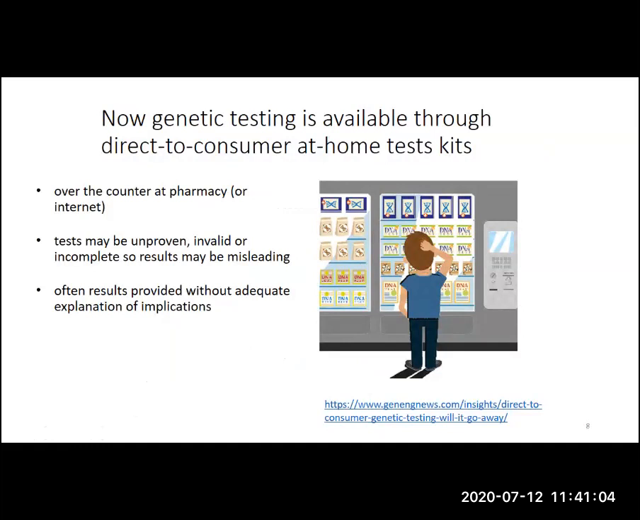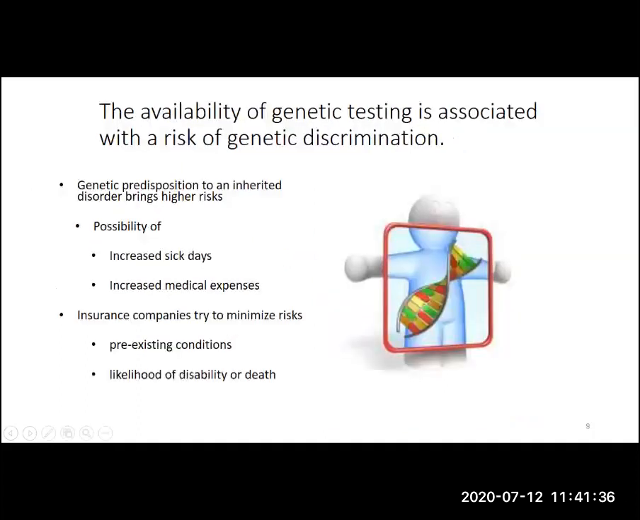Take a look at the fact that we now have these direct-to-consumer at-home tests. So, the Ancestry model, 23andMe that we've talked about before. You can go and buy them over the counter at the pharmacy. You can buy them on the internet. They're getting better, but they're still not a medical grade test. The test may be unproven, invalid, or incomplete, so the results may be misleading. And if you're doing a direct-to-consumer test, you may not have access to somebody that will help you interpret the genetic information, the genetic counselors. So the availability of this genetic testing, the availability of this genetic information also increases the risk of genetic discrimination.